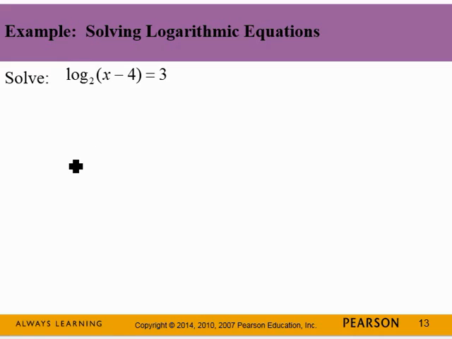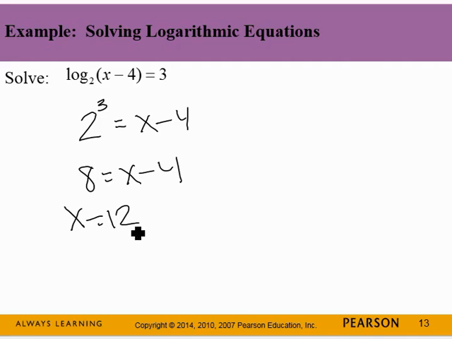You have log sub 2 of x minus 4 equals 3. So you want to rewrite this in the other form. That means you have 2 to the third equals x minus 4. So this is 8 equals x minus 4. x equals 12.